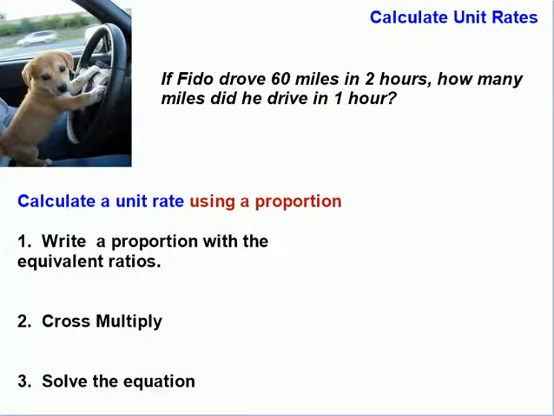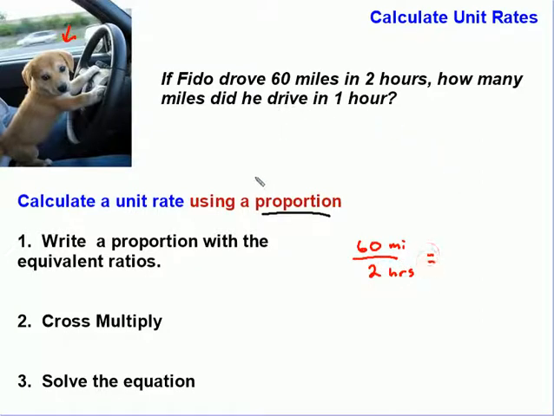Let's revisit Fido again here. Isn't he cute right there? We're going to revisit Fido, and we're going to solve this problem using a proportion instead of just using a unit rate. So the first thing we know, Fido drove 60 miles in 2 hours. That's our first ratio. 60 miles in 2 hours. 60 miles, 2 hours. Now, what is that equal to?